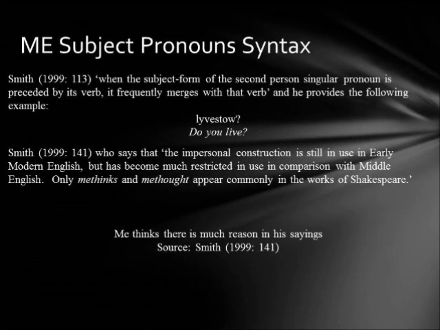Now dealing with a little bit of syntax, Smith 1999, on page 113, comments that when the subject form of the second person singular pronoun is preceded by its verb, it frequently merges with that verb, which is quite interesting. And he provides the following example. So we have "do you live," where you'd have the subject before the verb, but in Middle English we have the verb first, and then the pronoun gets melded together, amalgamated with the verb: "livest thou." And then Smith 1999, on page 141, states that the impersonal construction is still in use in early modern English, but has become much more restricted in use in comparison with Middle English. Only "methinks" and "methought" appear commonly in the works of Shakespeare.